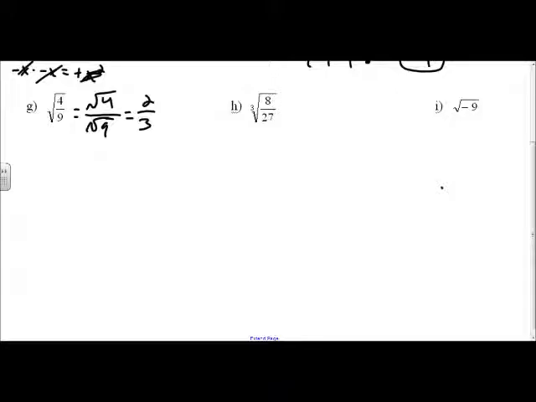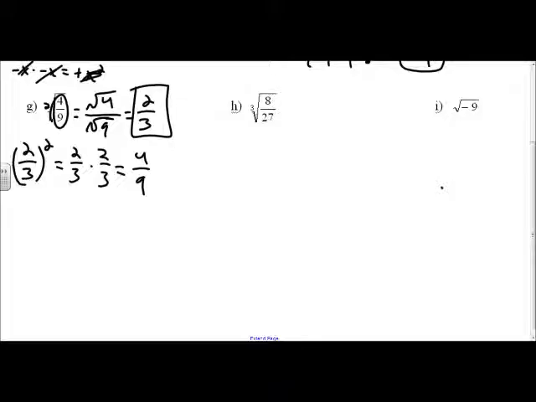Again, if we want to check that, remember this is a square function, or kind of the inverse of squaring. So we would say that 2/3 squared is what we're looking for. 2/3 squared is 2/3 times 2/3. And 2/3 times 2/3 equals, well, in multiplying fractions, you go straight across. 2 times 2 is 4. 3 times 3 is 9. 4/9, which is what we started with to begin with. So 2/3 is our answer.